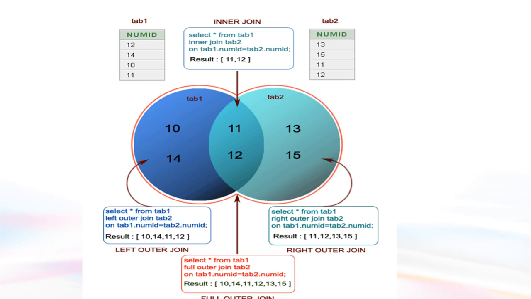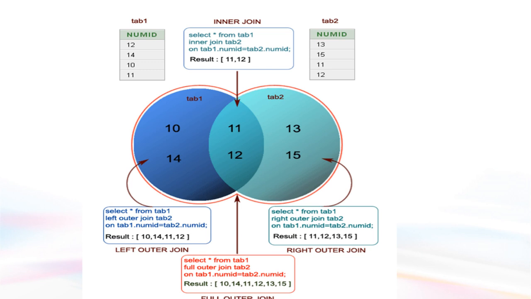Now here: select star from table 1 inner join table 2 on table 1 dot numid equal to table 2 dot numid. This is the syntax. If this condition matches, only those records will be displayed. So in table 1, the numid should match the numid in table 2. What are those records? 11 and 12.